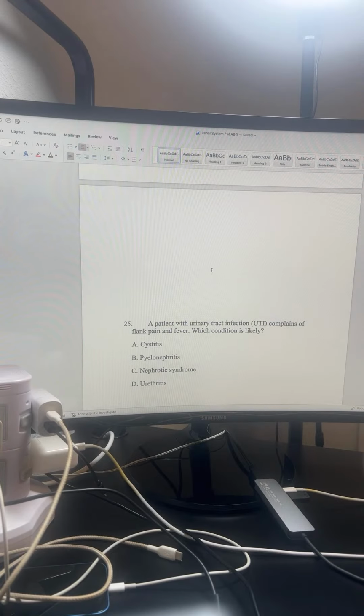A patient with a UTI, urinary tract infection, complains of flank pain and fever. Which condition is likely? A, cystitis, B, pyelonephritis, C, nephrotic syndrome, or D, urethritis.